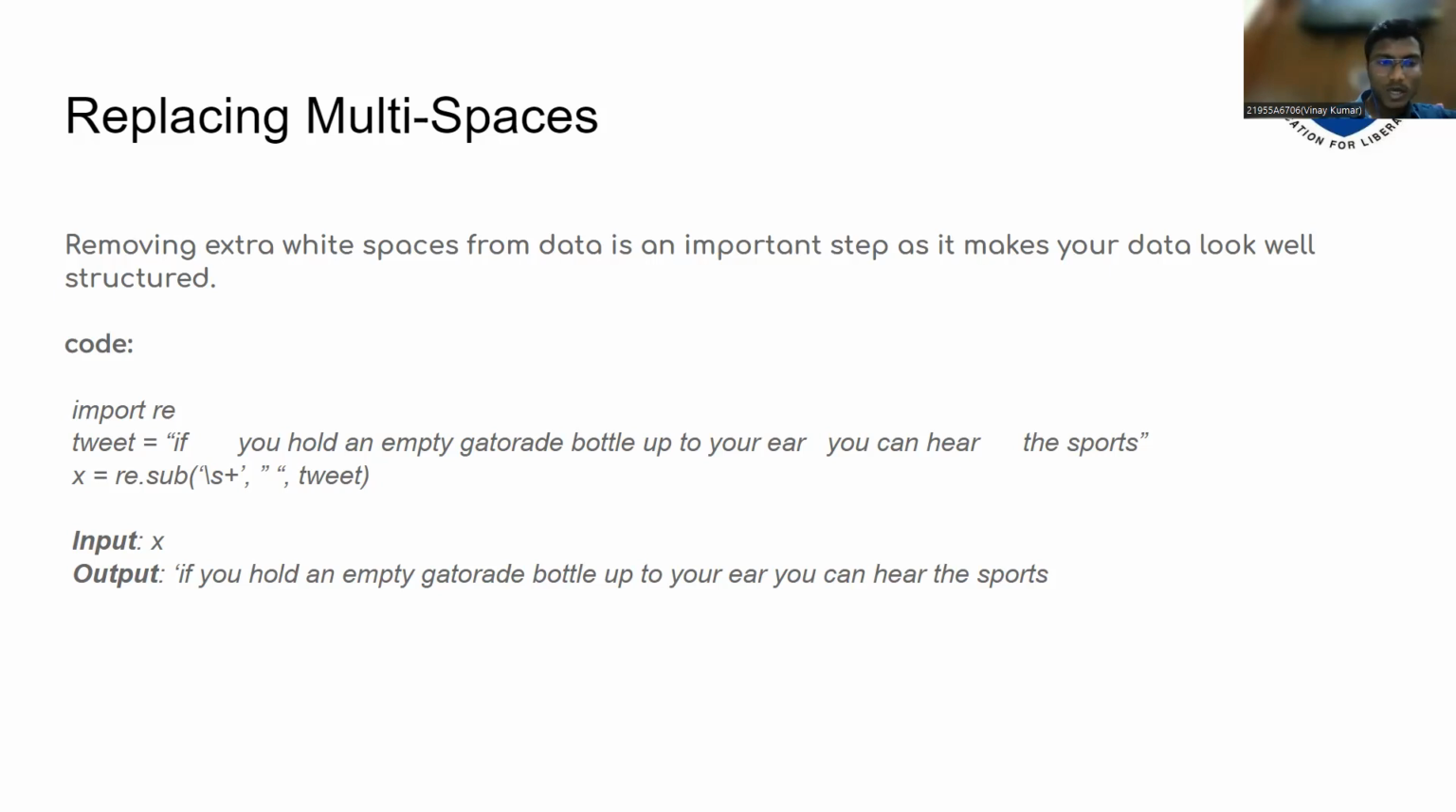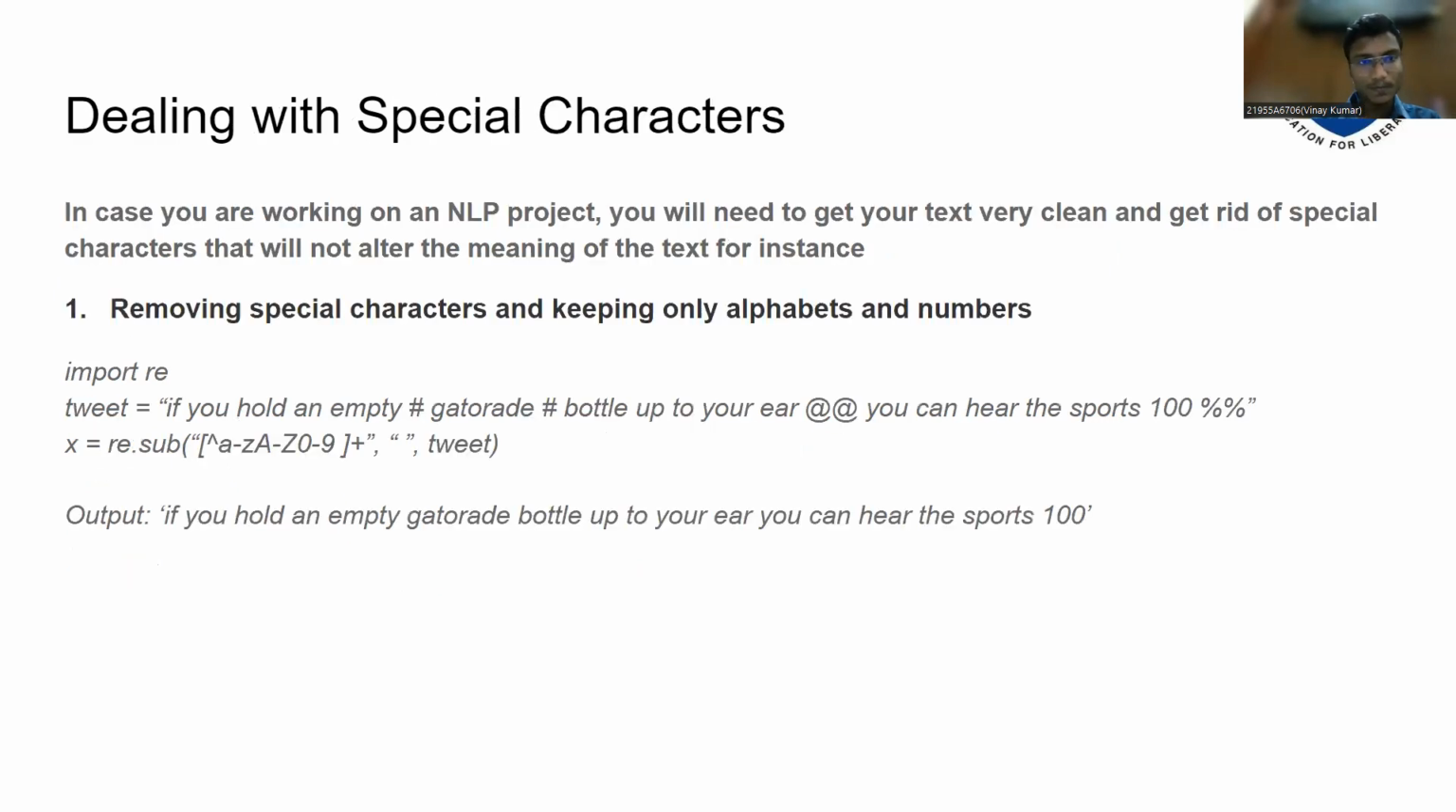So we are using the sub method, which is built in and available in the re module, to replace those multiple spaces with a single space. In the output, you can see there are no multiple spaces available. Those multiple spaces were deleted and a single space is available.